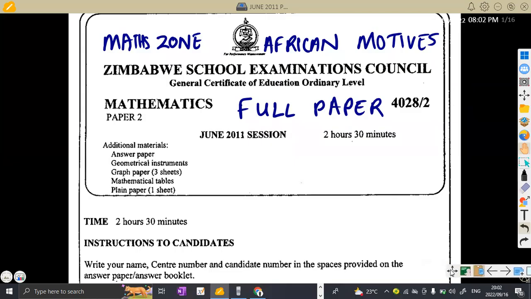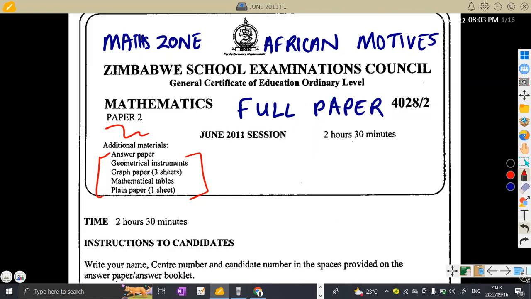Still working on O-level mathematics. On this platform, we are just going to focus on the question paper that was written in June 2011, the full paper. So we should quickly rush through the questions. Make sure you have the additional materials you need: the answer paper, the geometrical instruments, graph papers, 3 sheets, mathematical tables, a calculator, and the plain paper, which is 1 sheet.